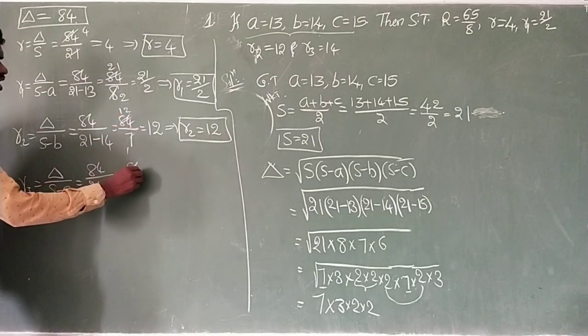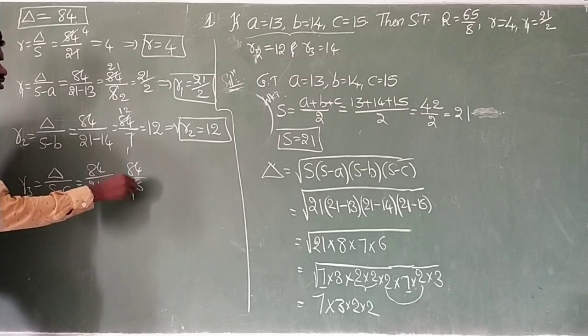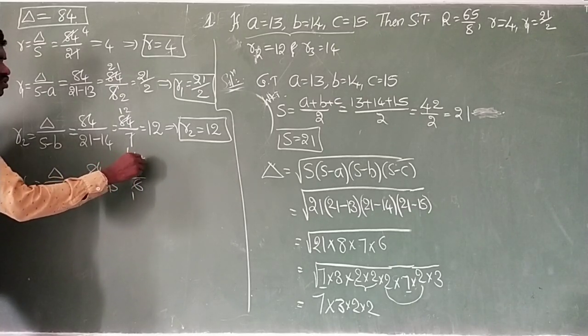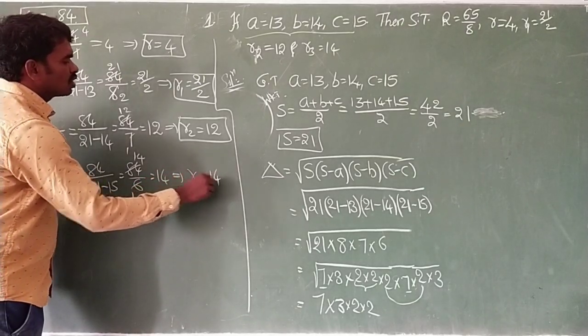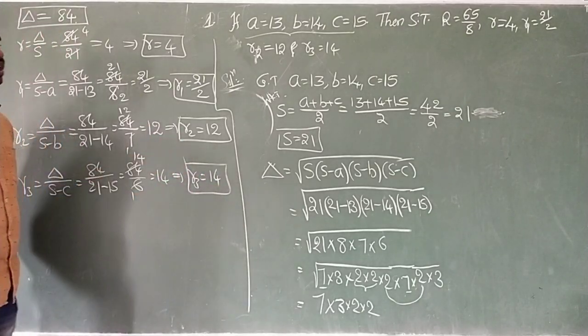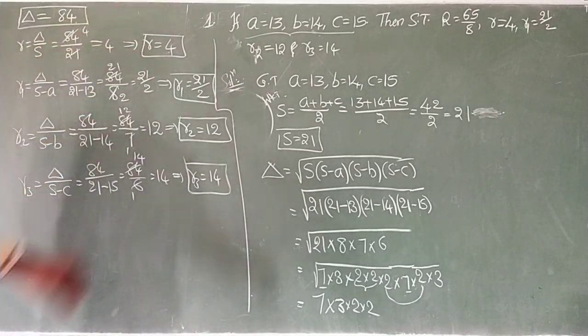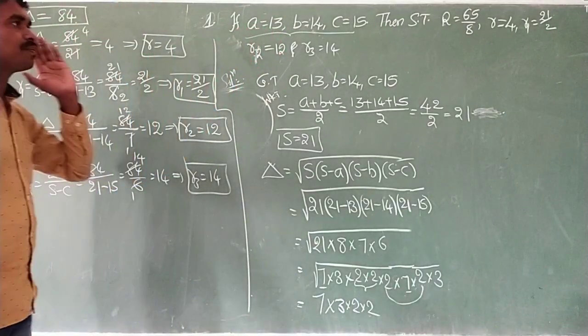So this is equal to 84 by 21 minus 15, which is 6. 6 ones are 6, 6 fours are 24, which is equal to 14. Then the r3 value is also proved, that is 14. Got it? One by one we are proving. Finally, we should prove what is capital R.